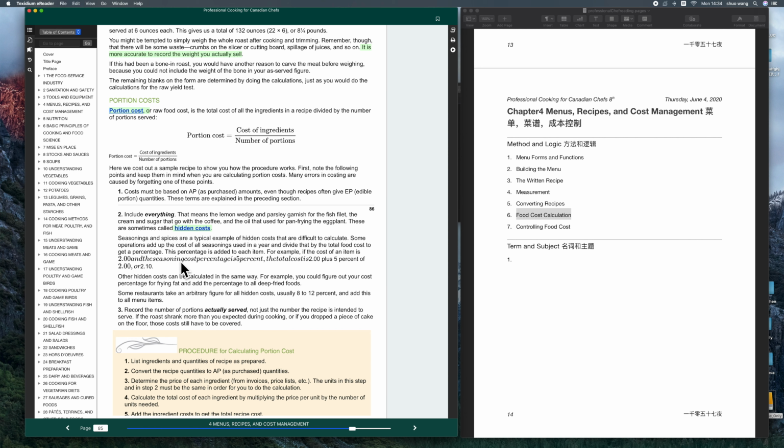Some operations add up the cost of all seasonings used in a year and divide that by the total food cost to get a percentage. Other hidden costs can be calculated in the same way. For example, you could figure out your cost percentage for frying fat and add that percentage to all deep fried foods. Some restaurants take an arbitrary figure for all hidden costs, usually 8 to 12%, and add this to all menu items.